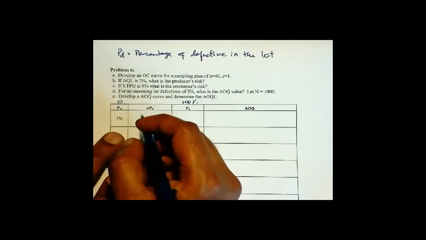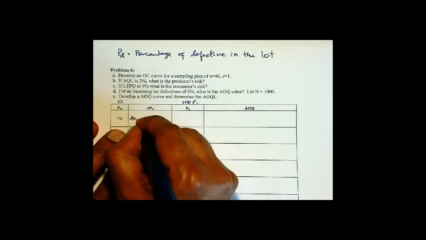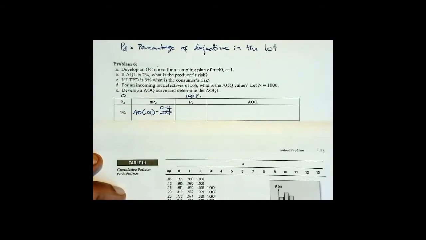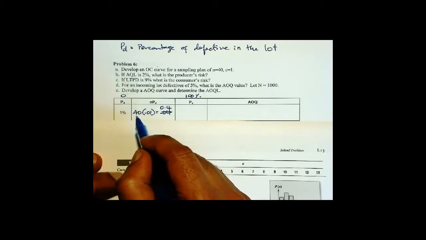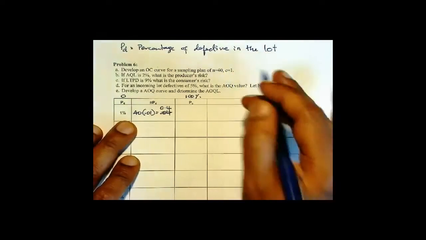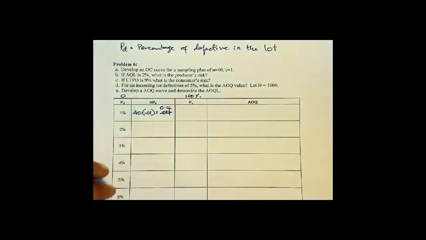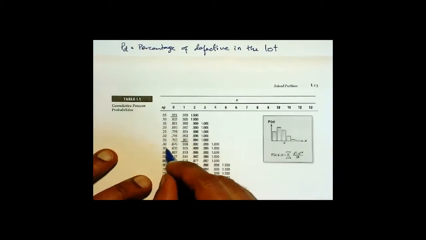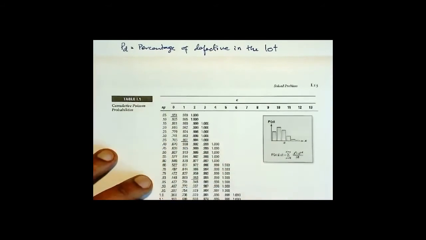So n times P sub d will be 40 times 0.01, so n times P sub d is 0.4. We're using c equal to 1. So go to the Poisson table for 0.4, and at c equal to 1, this is 0.938.